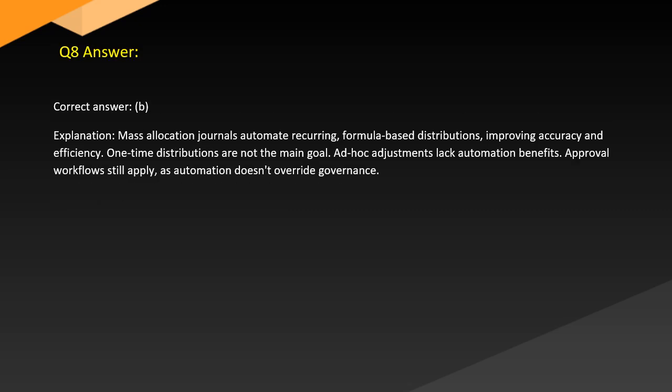Answer. Correct answer, B. Explanation. Mass allocation journals automate recurring formula-based distributions, improving accuracy and efficiency. One-time distributions are not the main goal. Ad hoc adjustments lack automation benefits. Approval workflows still apply, as automation doesn't override governance.